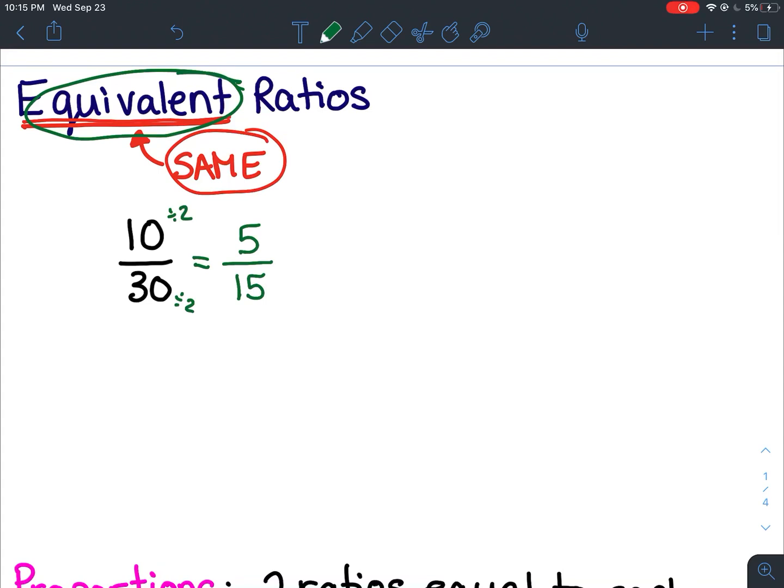I can also multiply the ratio by something. So instead of dividing it by 2, let's say I wanted to times it by 10. If I times 10 by 10, I get 100. If I times 30 by 10, I get 300. That's an equivalent ratio. Let's say I wanted to divide it by 10. So I could divide this by 10 and divide this by 10. And I would get 1 over 3. I could do this forever. These are all equivalent ratios.